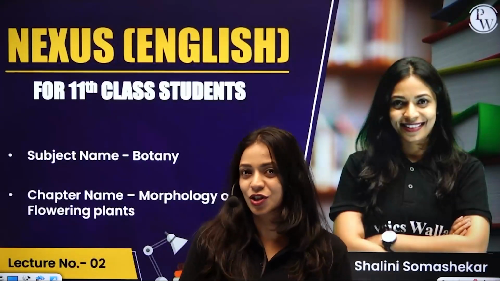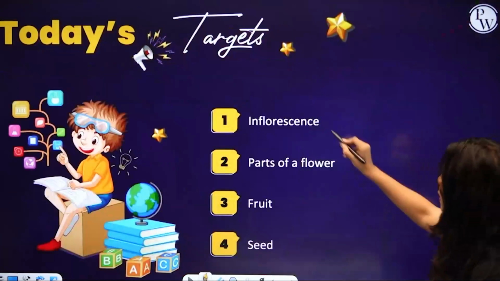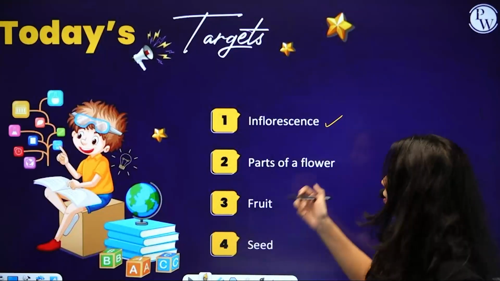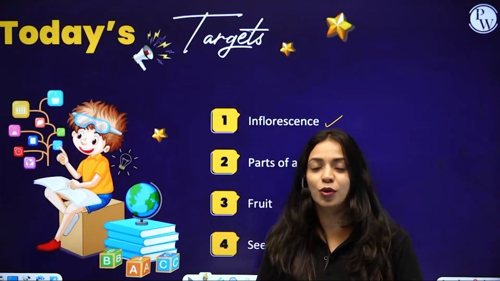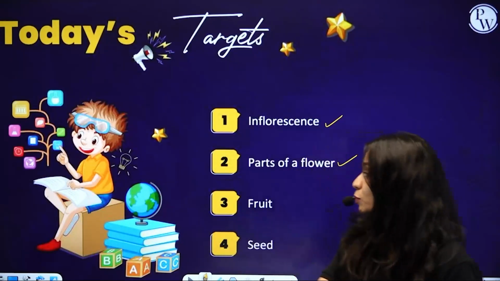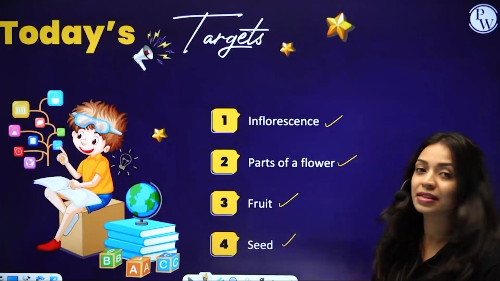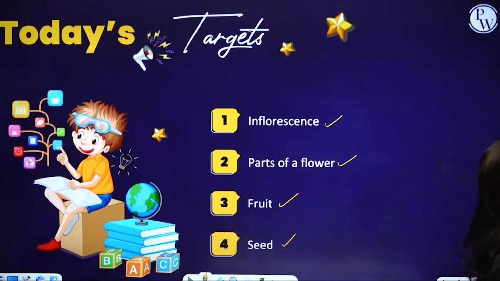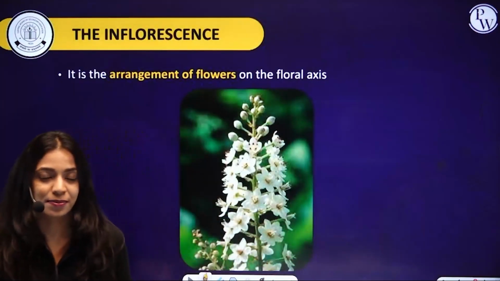So in today's session, which is lecture 2 of the same chapter, we are going to be covering inflorescence, which is basically a group of flowers, different parts of a flower. We will learn individually about calyx, corolla, androecium, gynoecium and the different variations in it. After that, we will move on to the different types of fruits that we see in plants and also about seeds. Okay, so these are the things that we will be covering in today's session. So let's begin today's session by starting with inflorescence.